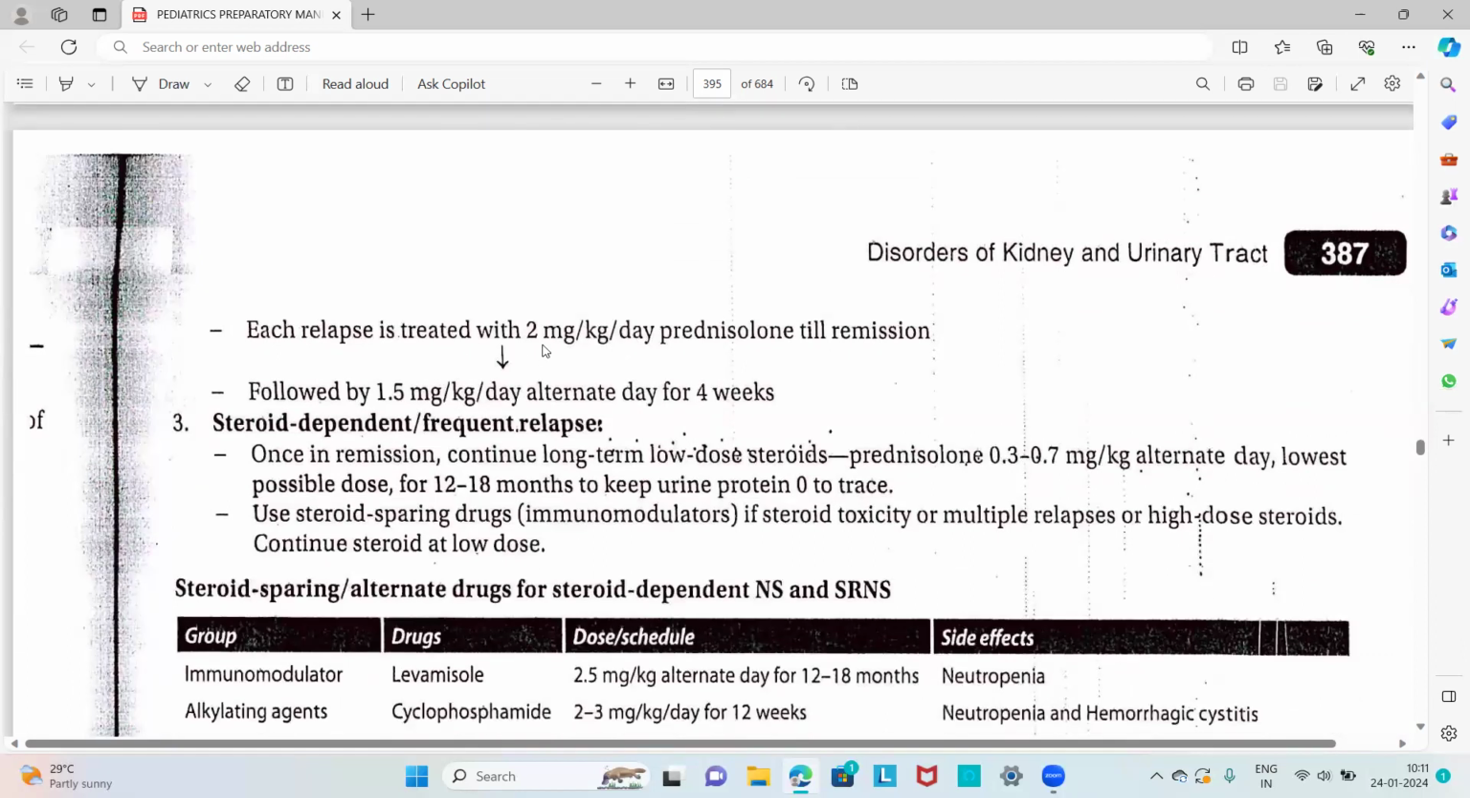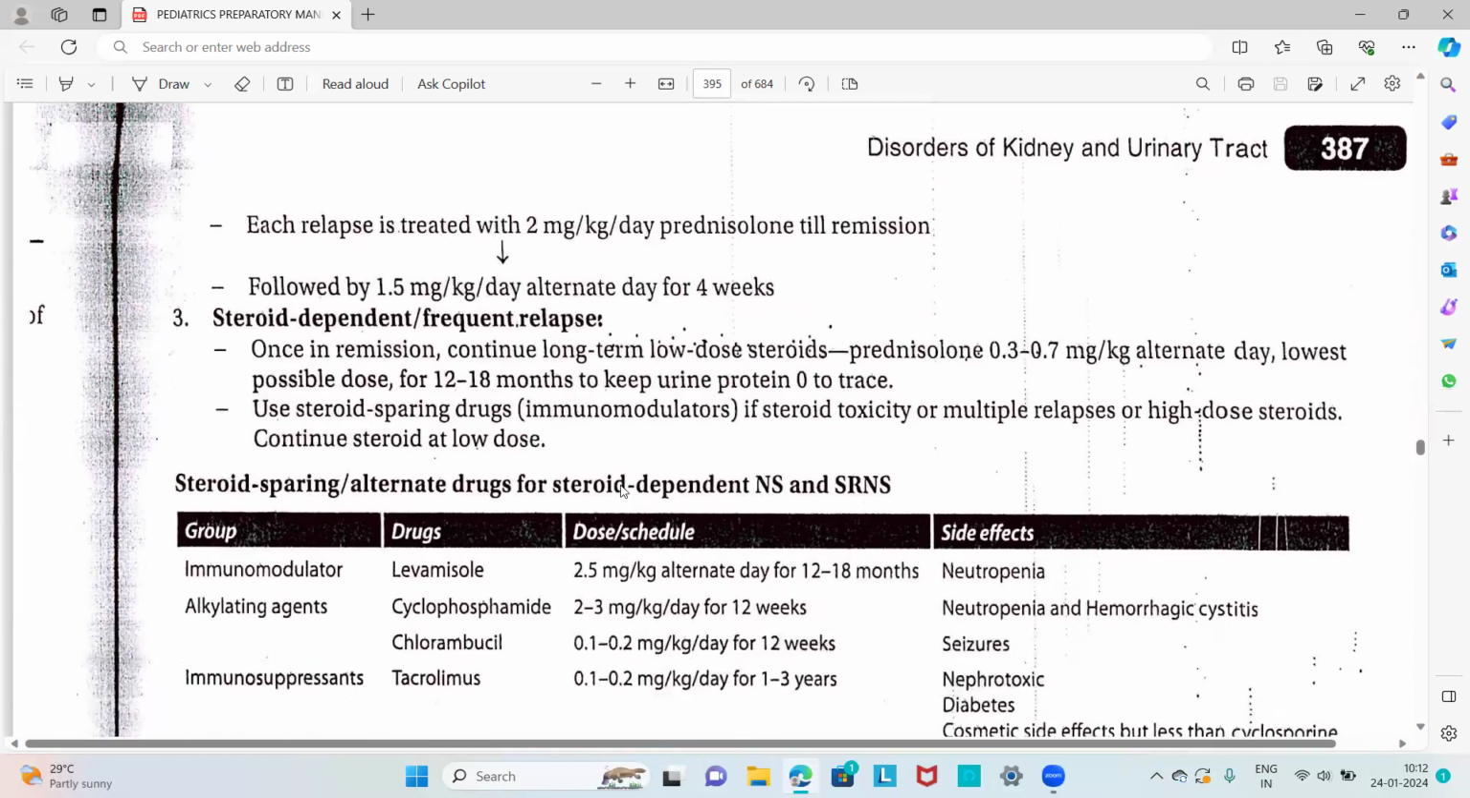Each relapse is treated with prednisolone 2 milligram per kilogram per day till remission, followed by 1.5 milligram per kilogram per day on alternate days for 4 weeks, not for 6 weeks. That is the management of relapse with steroids.